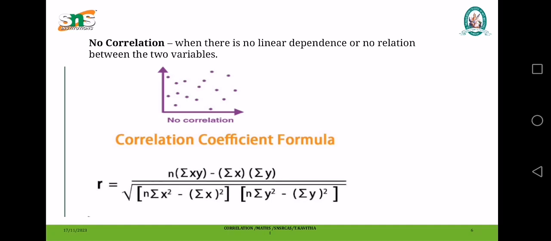Next one, no correlation. When there is no linear dependence or no relation between the two variables, it is called no correlation.